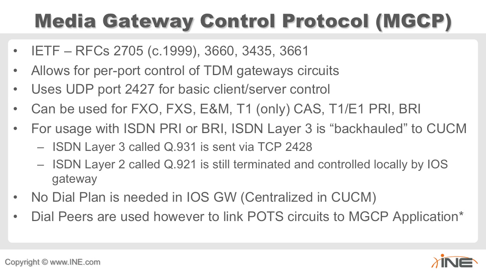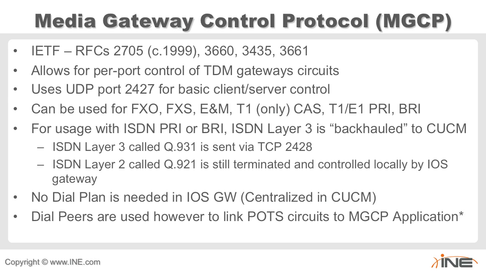Now there's no dial plan needed or able to be provisioned. This is a true centralized dial plan. And in fact, dial peers are used, but the only reason they're used is to link non-layer 3 components, and that's the reason that I have this asterisk here, is because ISDN PRI and BRI have a layer 3 component, so there is no dial peer. Even T1 CAS, okay, it's a digital POTS trunk, but it doesn't have a layer 3 component. It's got a layer 1 and a layer 2 component.